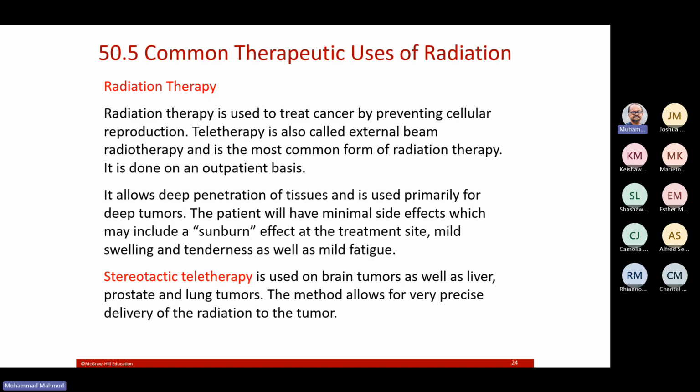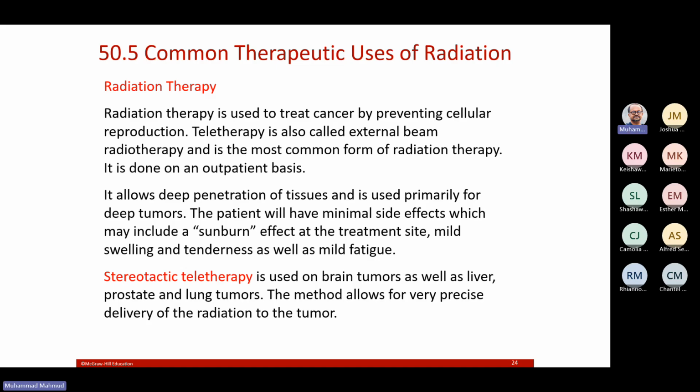Teletherapy, also known as external beam radiotherapy, is the most common form of radiation therapy done on an outpatient basis. It allows deep penetration of tissue and is used primarily for deep tumors. Patients will have minimal side effects, which may include a sunburn effect at the treatment site, mild swelling and tenderness, as well as mild fatigue.